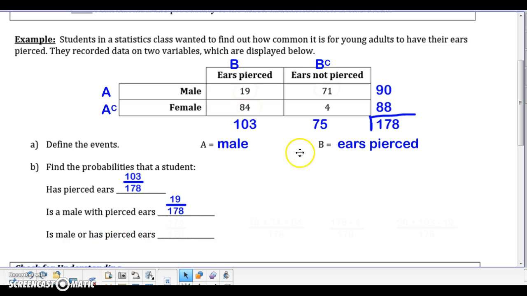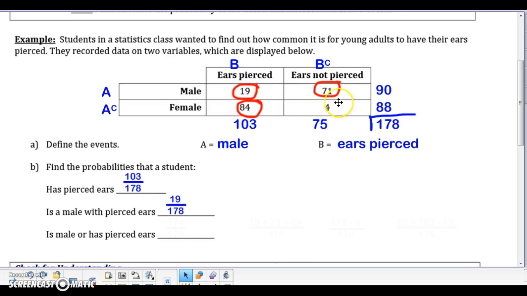There's a few ways to think about this. So these are people who are male, and here are people who have their ears pierced. Now, for a lot of people, your first thing you want to do is to do this 90 plus this 103 and put it over 178, which is not right, but you're almost right. Let's talk about a couple other ways to figure this out first. So male or has pierced ears represents these people here. So you could be male or pierced ears or both.